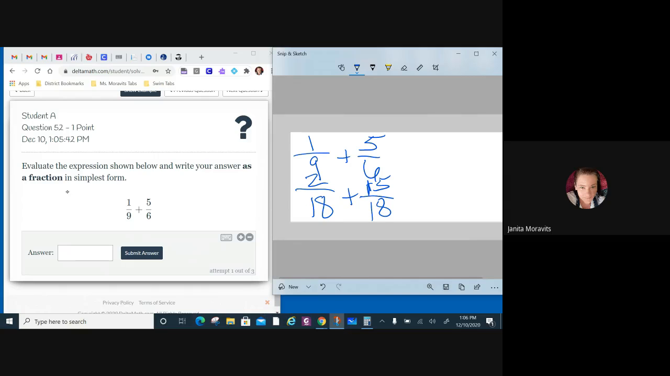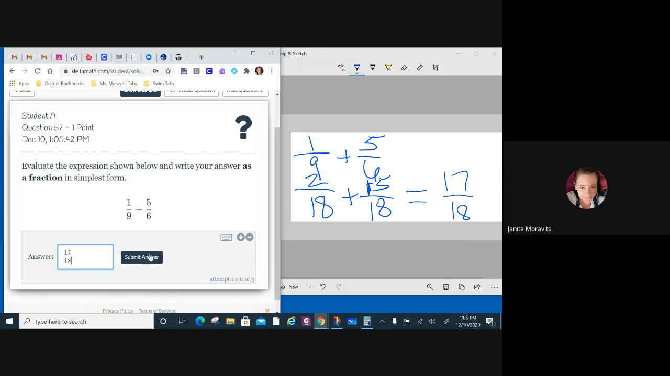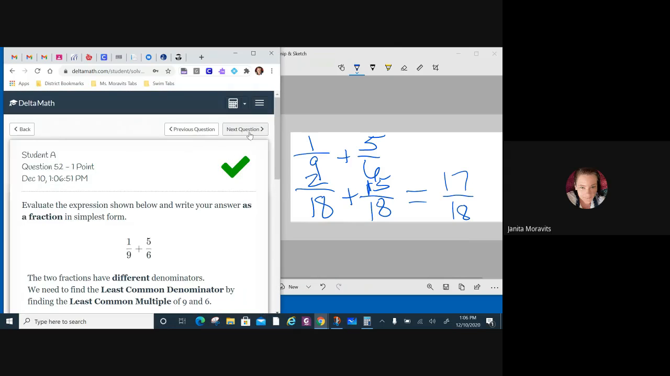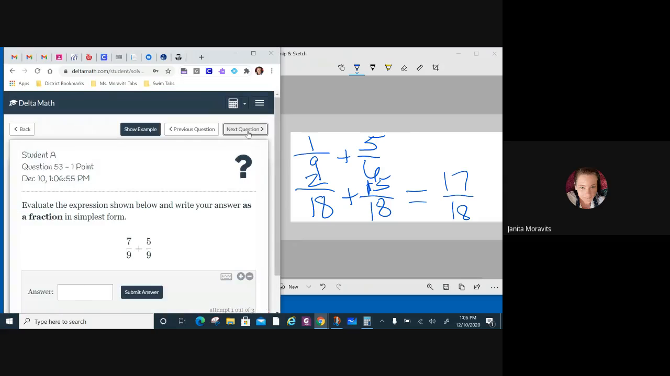So we can add that now. 2 plus 15 equals 17. And then the bottom still stays the same. So it is 17/18. Right? And that can't be simplified anymore. So let's submit that answer. And you are going to do problem 53 and 54 on your own. Now, I'm going to go ahead and stop the video here, and then we will do questions 55 through 72 on the next video.